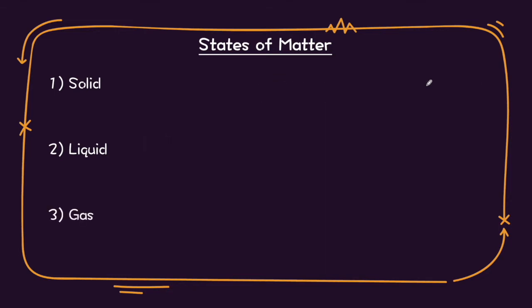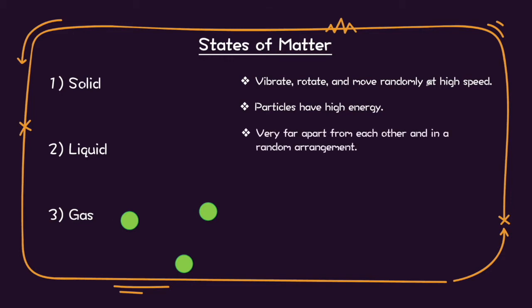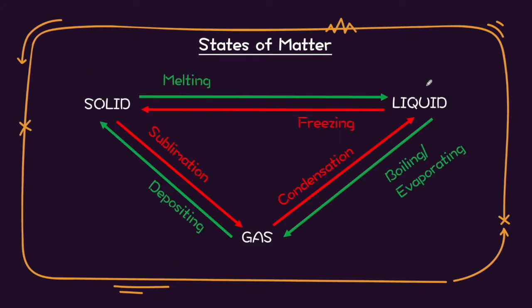And the last one here is gas. As you know, gas particles vibrate, rotate, and move randomly at high speed. They are everywhere. They have super high energy, that's why they can move very fast. In this case, they will be very far apart from each other because all of them are moving randomly at high speed. So they will have weak force between the particles.